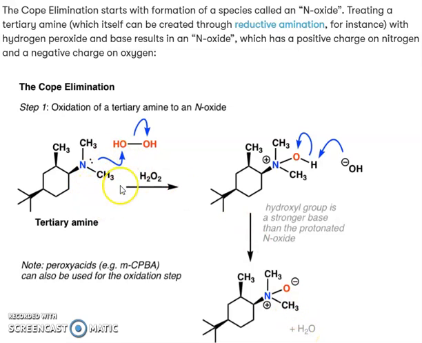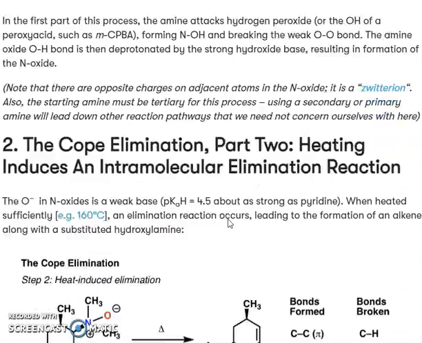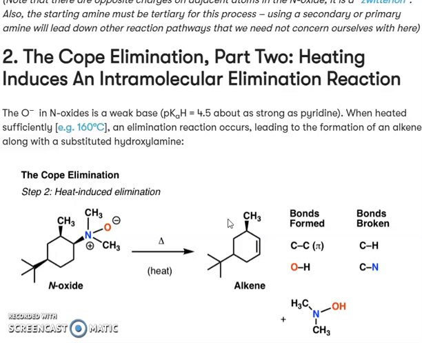So this is the conversion from tertiary amine to this compound and this compound. This is the first step of the elimination. In the first part of the process, the amine attacks hydrogen peroxide, forming N-OH and breaking the weak O-O bond. The amine oxide OH bond is then deprotonated by the strong hydroxide base, resulting in the formation of the N-oxide.